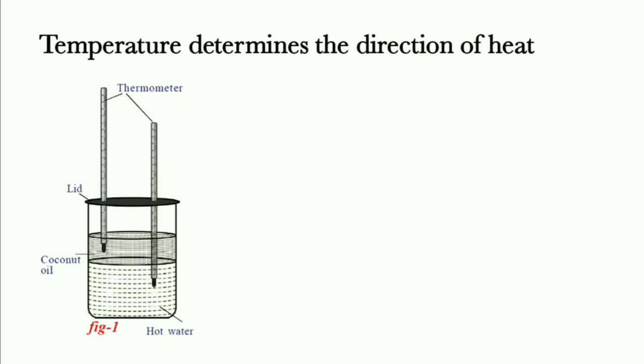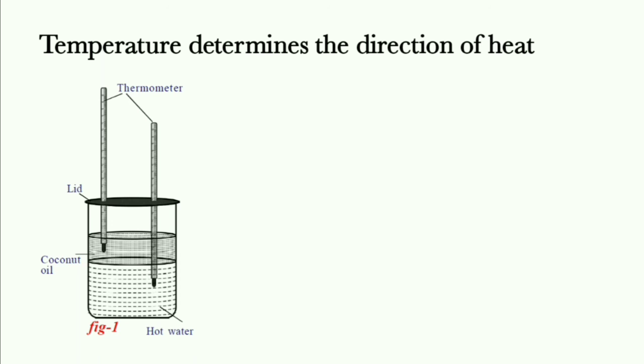As time progresses, the hot water thermometer readings gradually come down, and simultaneously the temperature in the coconut oil gradually increases. Once again, the temperature of the hot water gradually decreases, the temperature of the coconut oil gradually increases. Thermometer readings can be recorded in the book.